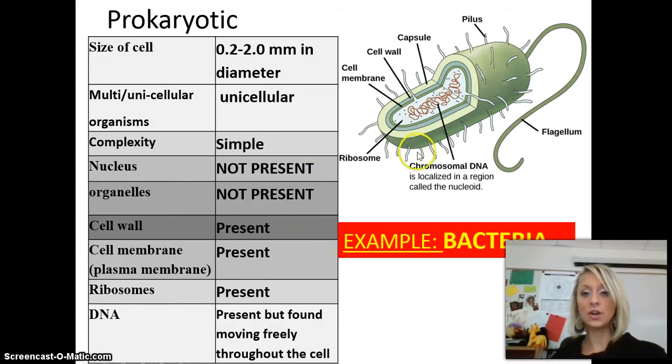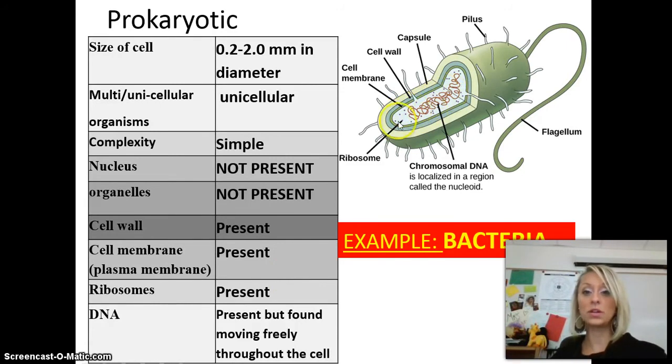As you can see here along the edges, there's a cell wall. And a cell membrane is usually present as well. Ribosomes are the only organelle-like items that are found in a prokaryotic cell. And DNA is present, as you can see here in the picture.